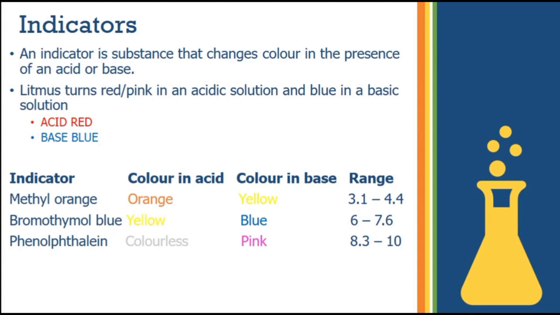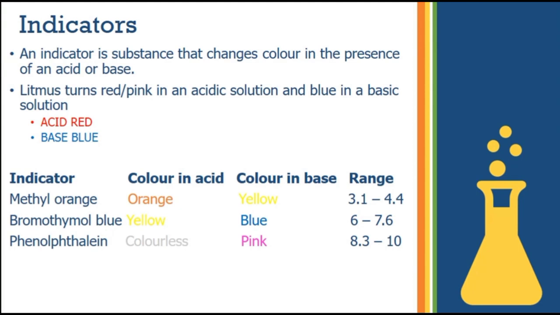Methyl orange in an acid has the color orange. In a base, it changes to yellow. What is the pH range? Well, 3.1 to 4.4. That's methyl orange. Remember, orange, yellow, acid, base.